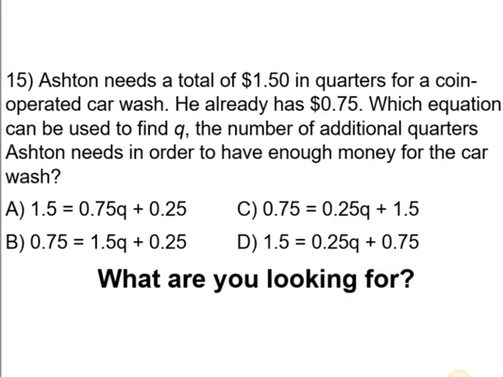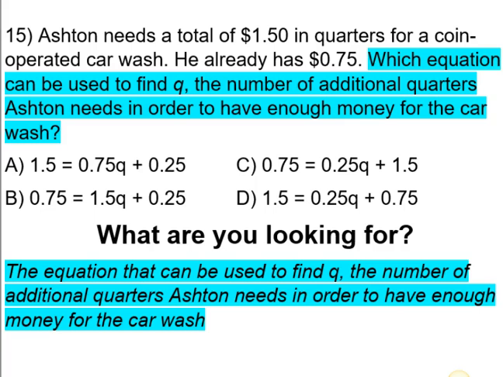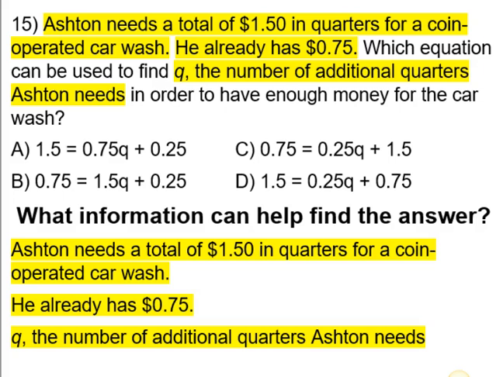What are we looking for? We are looking for the equation that can be used to find Q, the number of additional quarters Ashton needs in order to have enough money for the car wash. What information can help us find the answer? Again, that Ashton needs a total of $1.50 in quarters for the coin-operated car wash. He already has 75 cents. And also that Q is the number of additional quarters that Ashton needs.